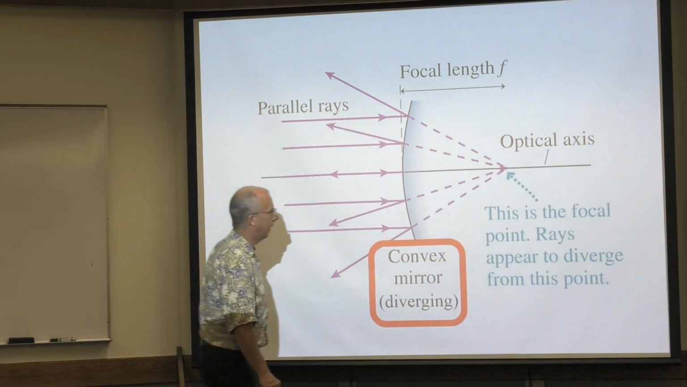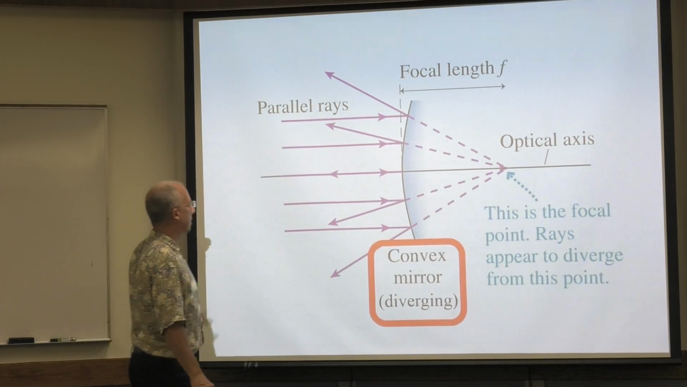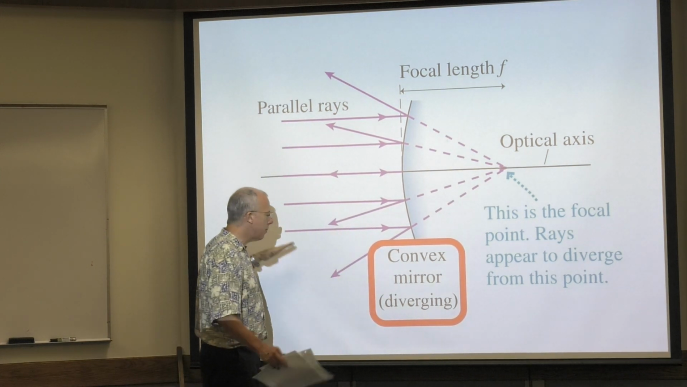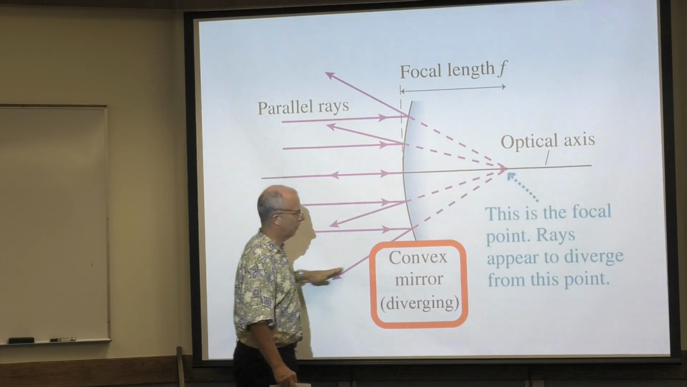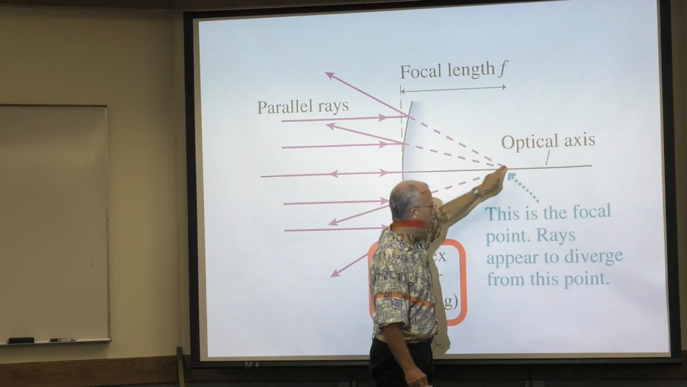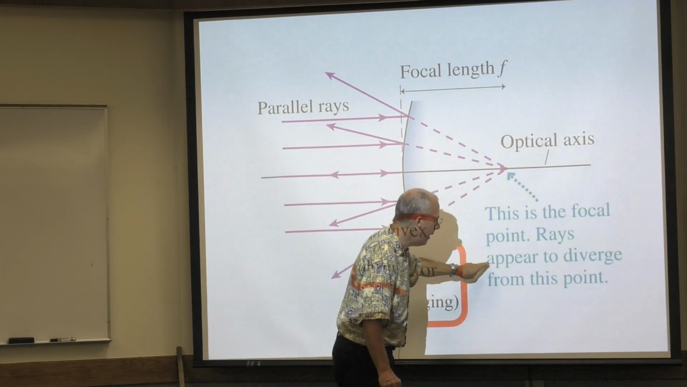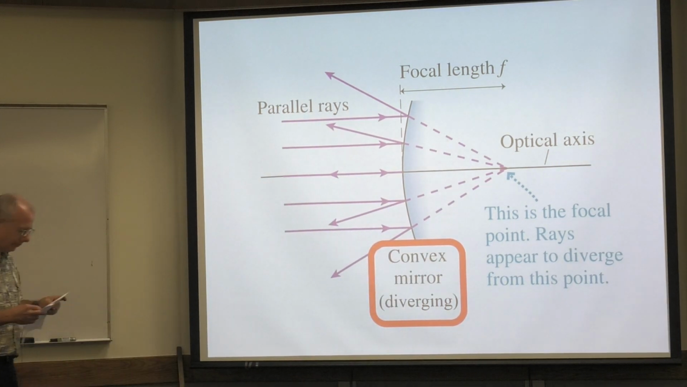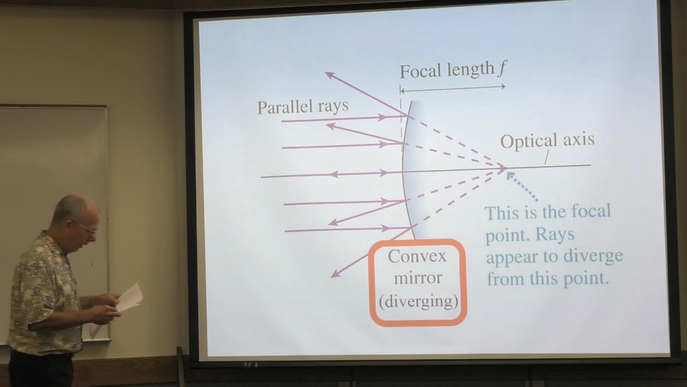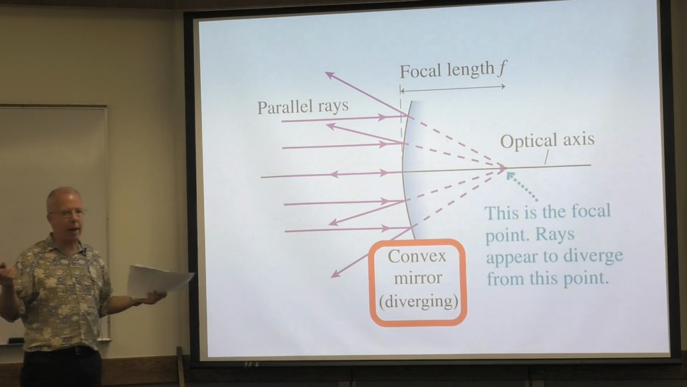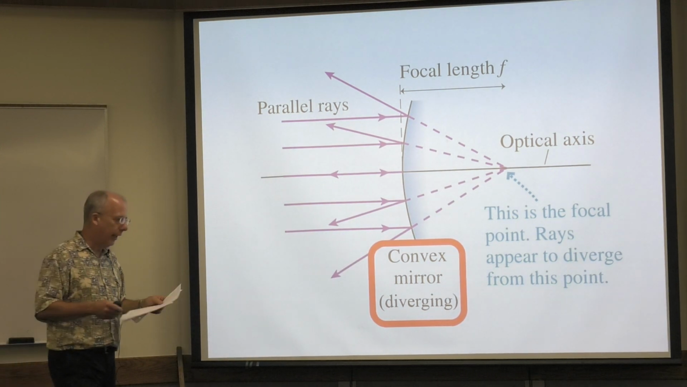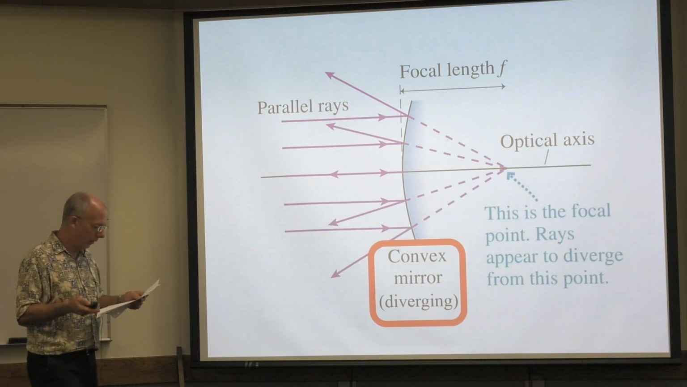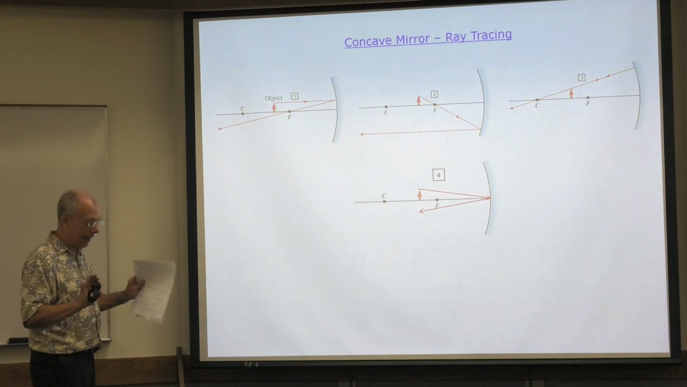So diverging. Since they don't converge over here, what are you going to call a focal length? Well, you always backtrack on the outgoing rays to find things. So this is the focal point. Rays appear to diverge from this point. So it's the same kind of thing. You buy a mirror and it has a certain focal length, and you know where the object is. What you want to do is find the image. Very, very similar.